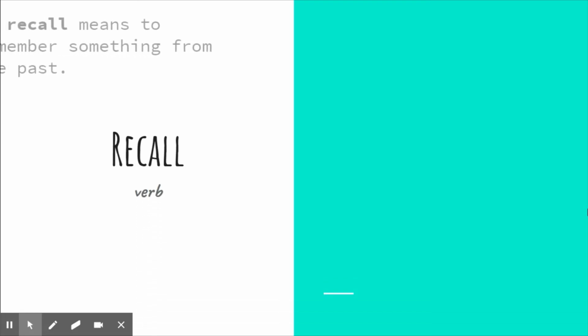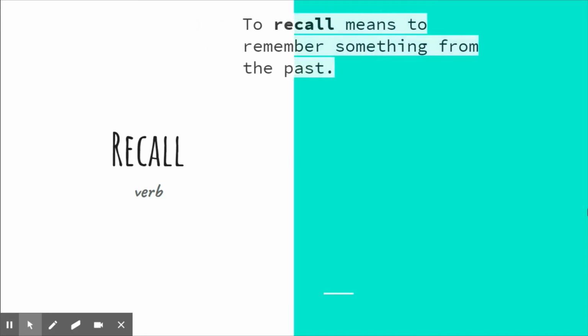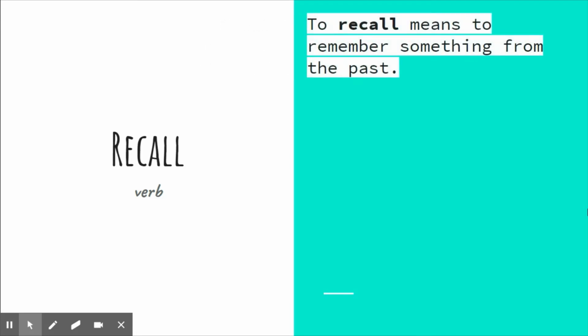Let's go ahead and introduce the next one, and it is recall. Let's say it. Let's say recall. One more time, recall. And recall is a verb, right? To recall means to remember something from the past. Let's go ahead and read it together. To recall means to remember something from the past.